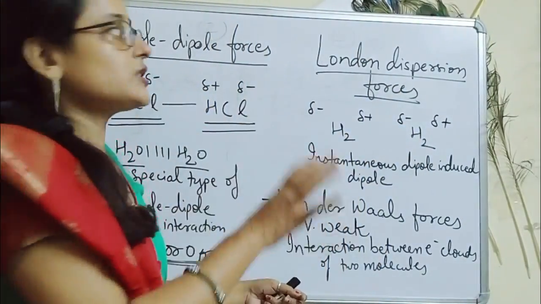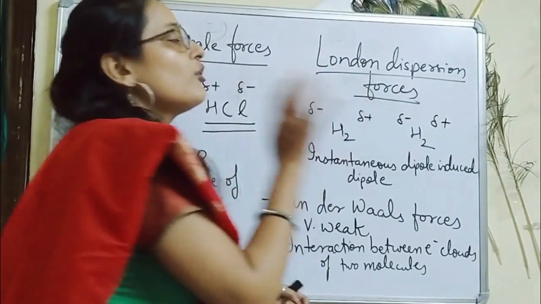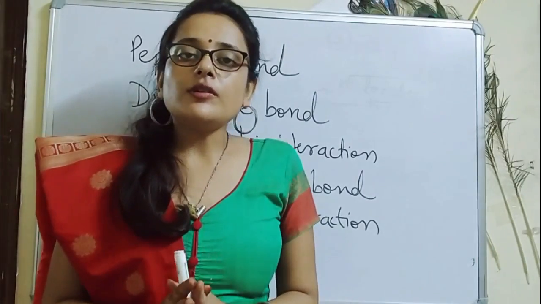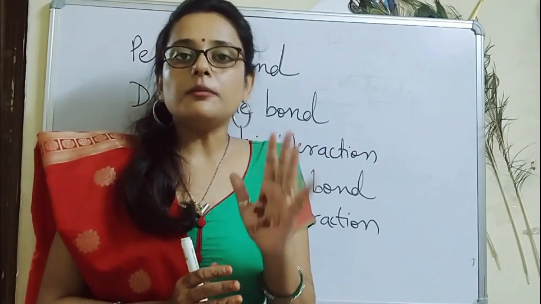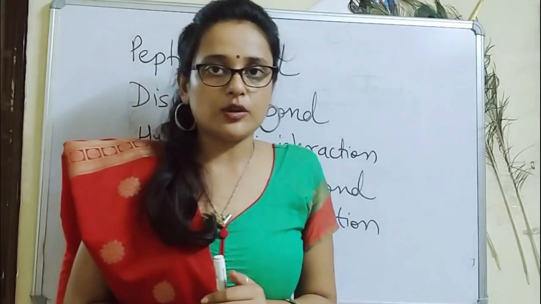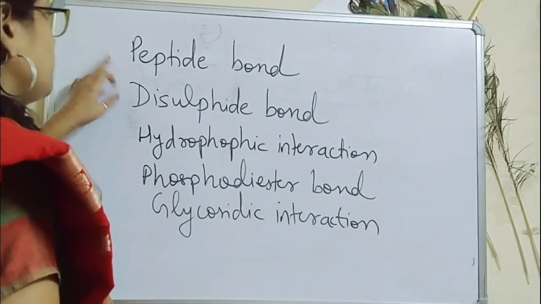Such type of interaction will be called as London dispersion forces. Now we will see some special types of bonds, the meaning of which is required to understand biochemistry. The first one is a peptide bond.